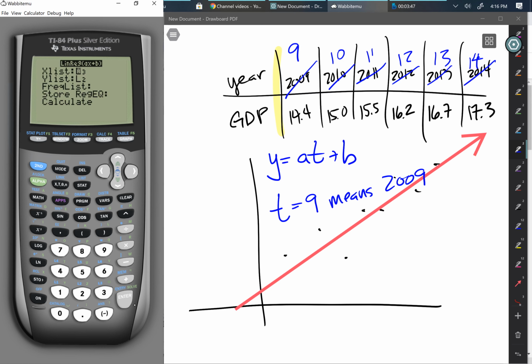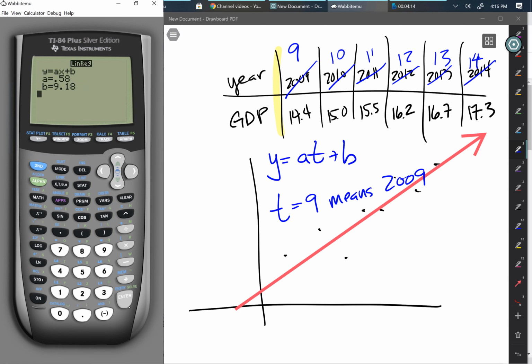Now I have to give it some information. It's like, okay, where did you hide your x's? Where did you hide your independent variables? I put those in list 1. The L1 is above the number 1 on the calculator. Where did you put your y's? I hid those in list 2. That's already good. And then I'm going to go down here and say, calculate. I leave the other things blank. There are no frequencies, and I don't want to store the equation anywhere.